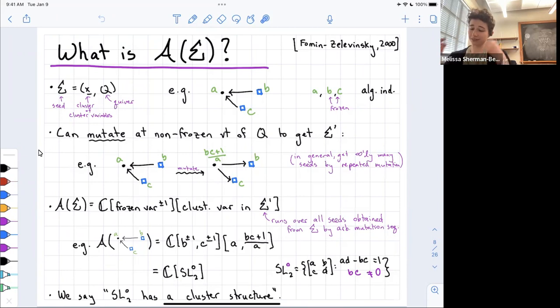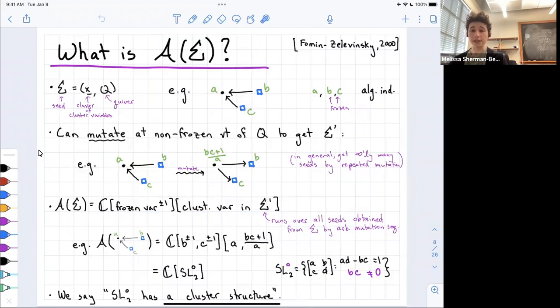that process, so starting with the seed and performing arbitrary sequences of mutations, that gives you all of the cluster variables, which will be all of the generators of your algebra. So your cluster algebra, the cluster algebra from sigma, the seed sigma, is polynomials in all of the cluster variables you see in all of the seeds you get by mutating sigma in any way you want. And we also throw in the inverses of the frozen variables.